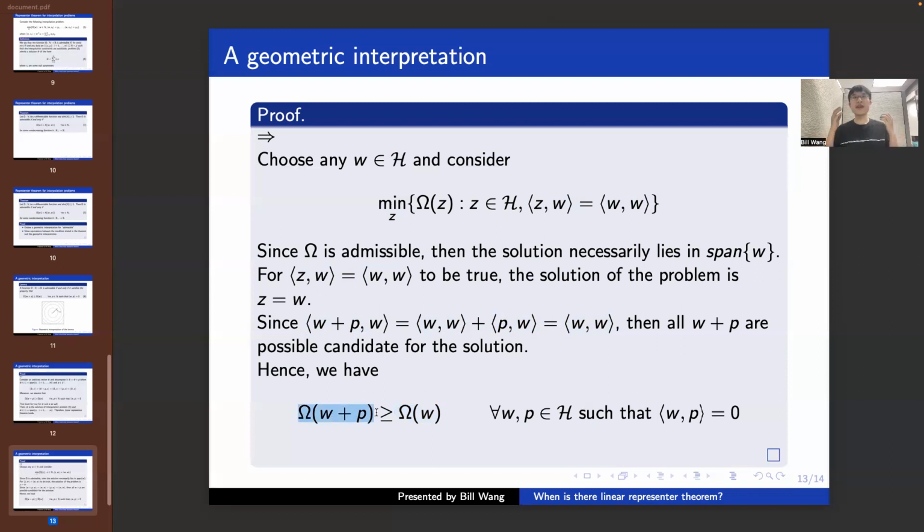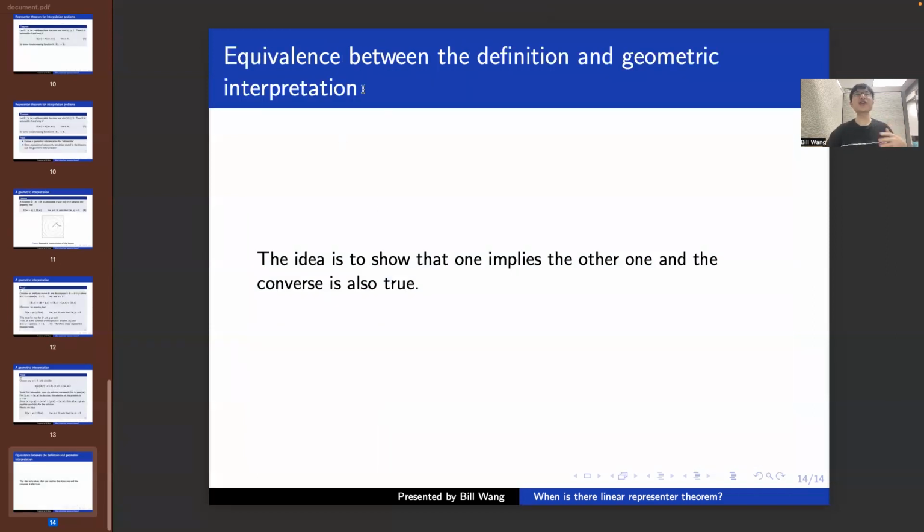So now we have established that the geometric interpretation is the necessary and sufficient condition for admissible omega. Okay, so next up, we are supposed to show that this geometric interpretation is also equivalent to the conventional sufficient condition that we have for the linear representer theorem to hold for the interpolation problem. But I don't really understand that part of the proof. So if anybody is interested in this idea, you can read the paper and maybe someday we can discuss it.